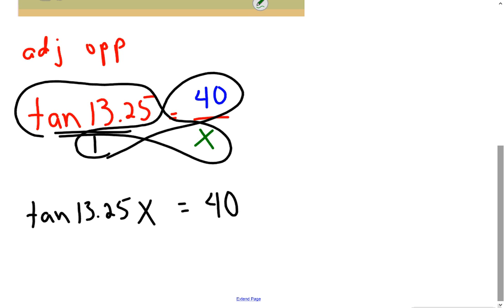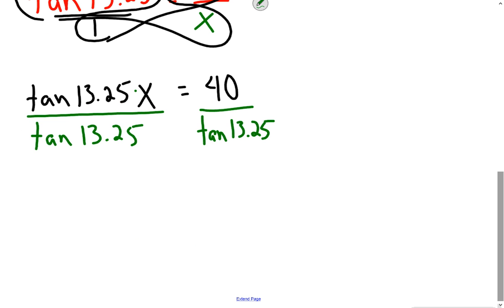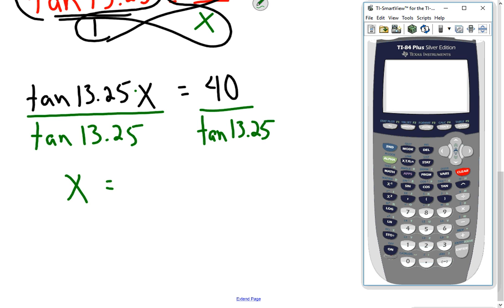And then to get that x all by itself, we're going to divide both sides by the tangent of 13.25. Because remember, there's multiplication right there, which means we have to divide this side by the tangent of 13.25. Well, the left side now is just x. For the right side, I'm going to come to my calculator. I'm just going to type it on my calculator: the 40 divided by tangent of 13.25. Push enter.